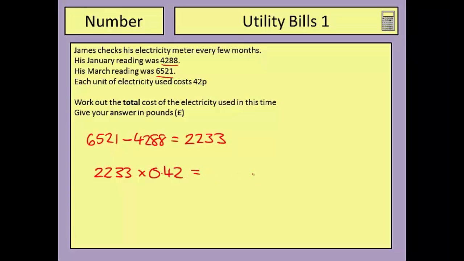and this will get me to the final amount that he's been billed for this period of time. Now notice that this isn't for a year, this is actually between January and March, and the total for this one is £937.86.